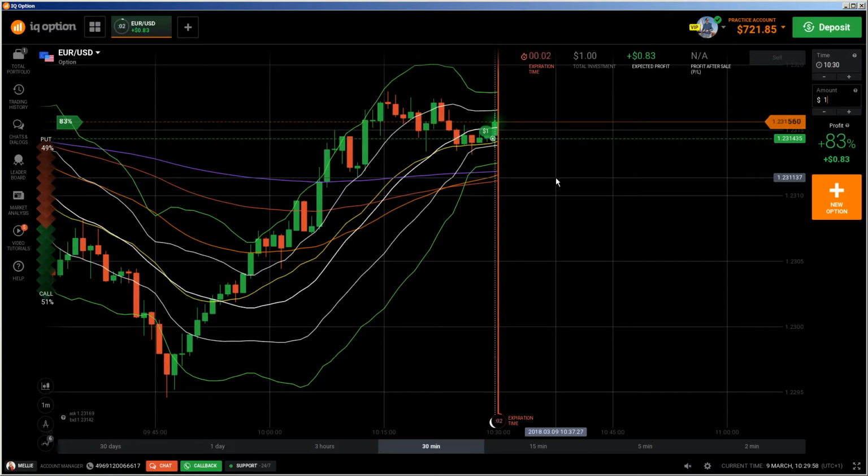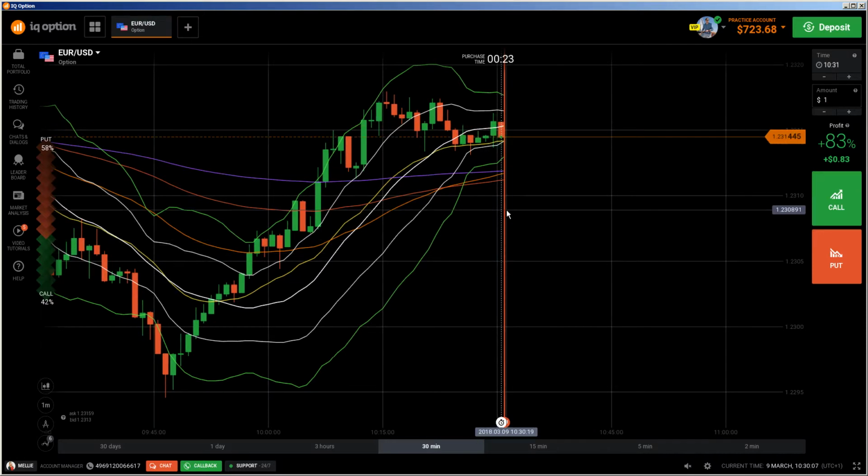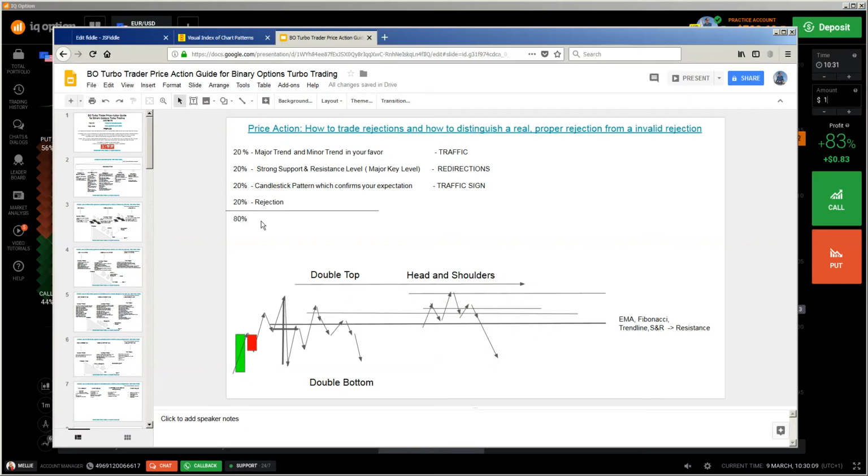The important stuff is that you have to understand that the rejections are only a small part of all your trade. There has to come all together, like I have explained here, you need the trend in your favor. You have to know where the market is marking. That's what I am explaining in the live trading example. You have to get a clue what the market is going to do. Then you have to understand where this major key level is, from which it got rejected.